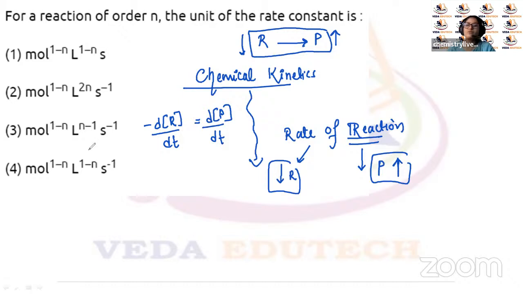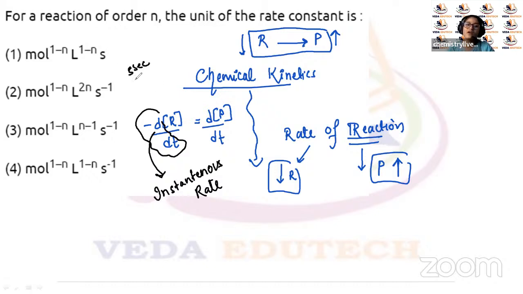Now, why did we use the term d here? We use d for the instantaneous rate. Suppose you want to know at 5 seconds how much progress of the reaction has taken place, how much is the rate of reaction. That is why we use the term d here, which is the instantaneous rate of reaction.